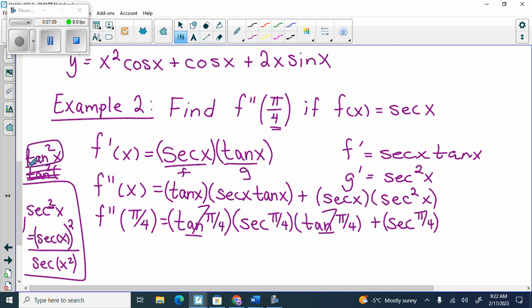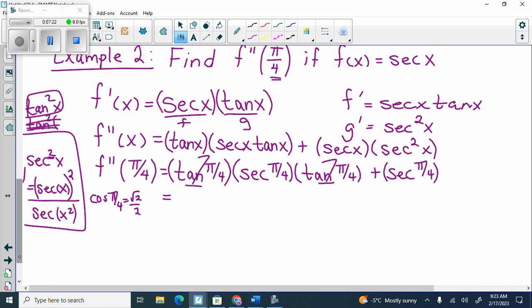Okay. Secant of pi over 4 is cos pi over 4 flipped, right? Cos of pi over 4 is what? Root 2 over 2. So secant is 2 over root 2. It's nice because they'll cancel. You'll just get root 2, right? You'll get 2 over root 2 over 2, which is root 2.